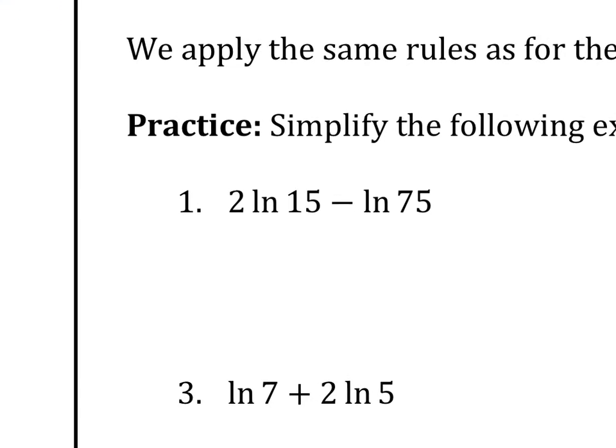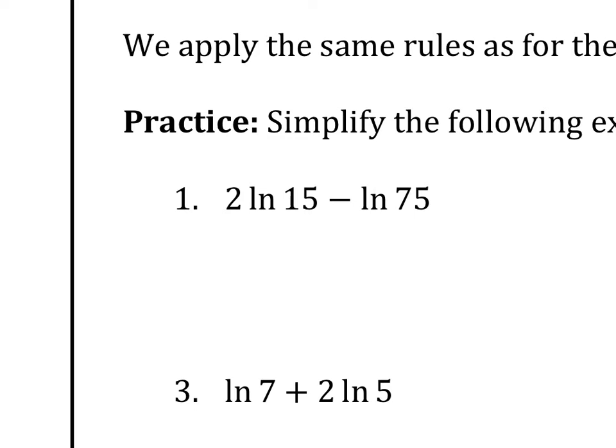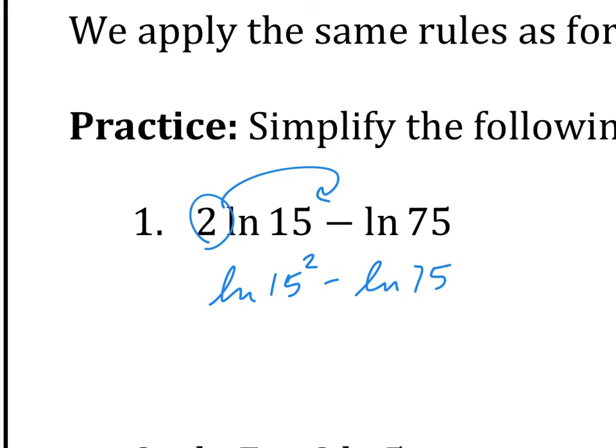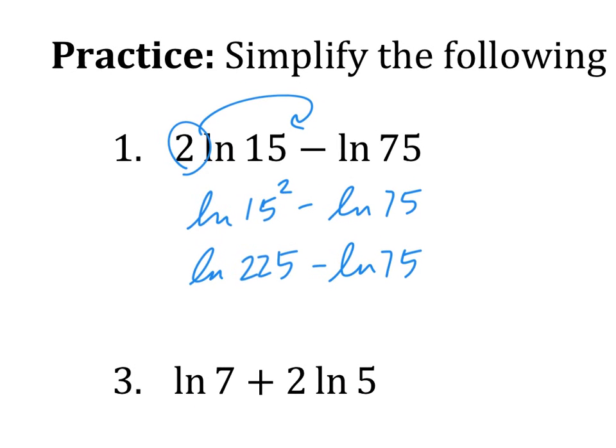Okay, so we are going to apply the same log rules from before. Let's say we're trying to combine these two into one log. What do we need to do first? Oh, wait, put the 2 as the exponent. Okay, 2 as the exponent. So this is natural log 15 squared minus natural log 75. 15 squared, I think, is 225. Minus natural log 75. All right, now what do we do? Divide. Natural log 225 over 75.